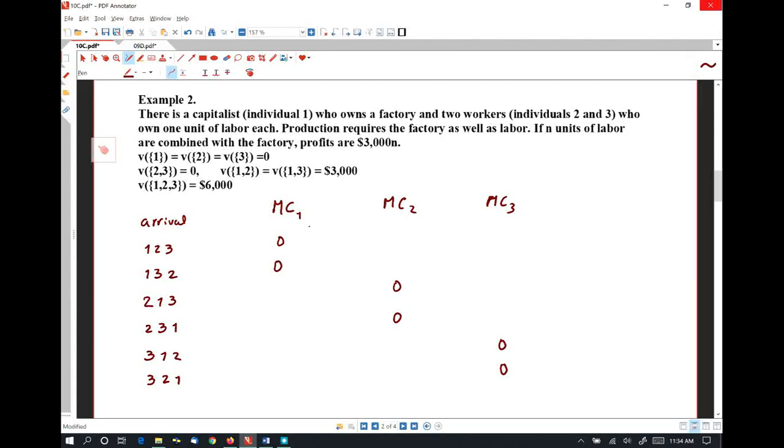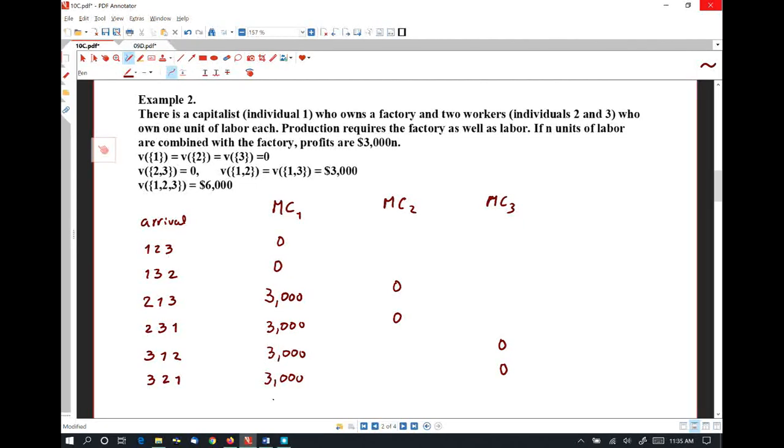Then when player 1 is second after player 2, we go from 0 to 3,000. If 2 and 3 are already there, and then 1 comes after, then we go from 3,000 to 6,000, so it's another 3,000. If player 3 is there and 1 comes after that, then we go from 0 to 3,000. And if players 3 and 2 are there and 1 comes last, then again we get 3,000.